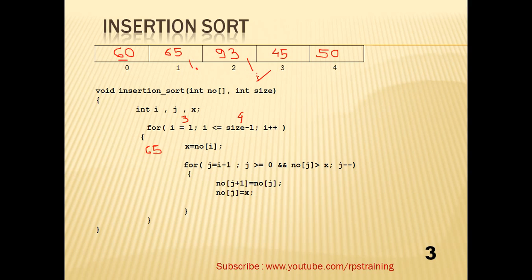This is I. I is 3. I will point to this location. I is 3, 3 less than or equal to 4, condition true. x equals to no i, that means 45.